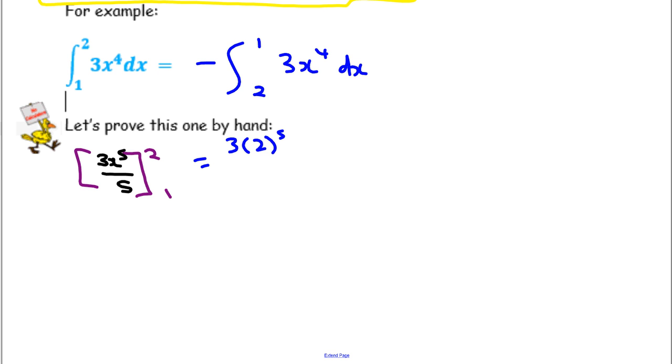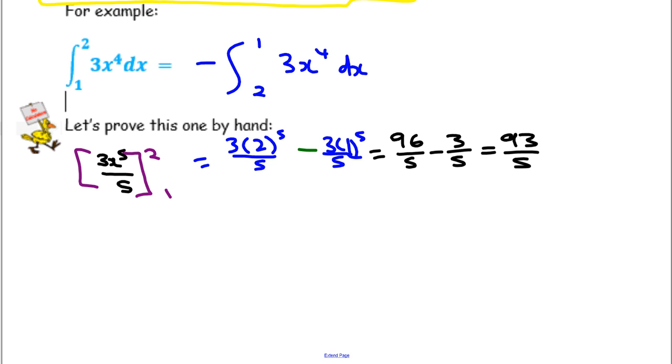And then what do I always do? You subtract it from each other, right? Always subtract. The upper limit subbed in, subtract the lower limit subbed in. This is good practice for your fractions. What's 2 to the 5? 32, 32 times 3 is 96. So 96 over 5, minus 3 over 5. That's 93 over 5.